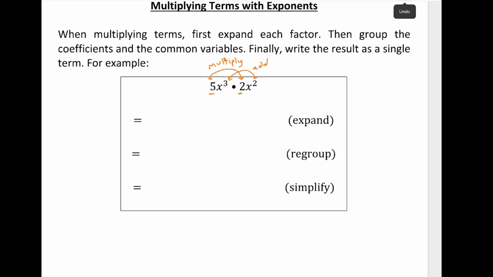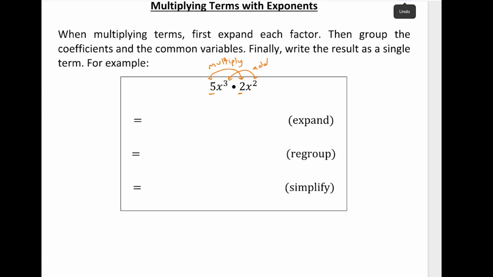Okay? It can be easy to forget that rule. So if you're unsure how to combine these, one thing you can do is expand everything, regroup all the like terms, and then put them all back together. And you will end up with what we're expecting here, which is 10x to the 5th. But here's how that plays out.